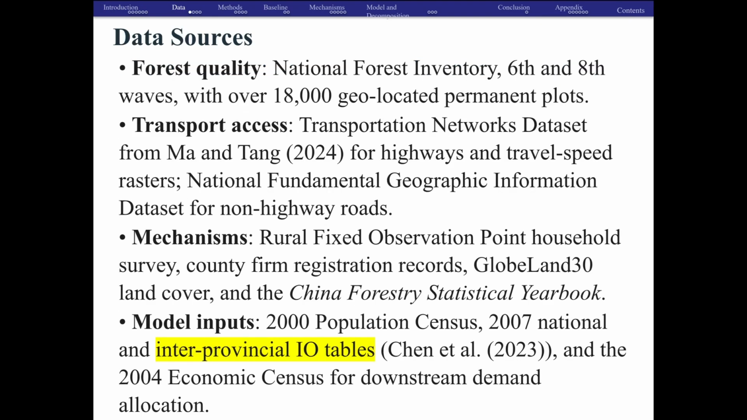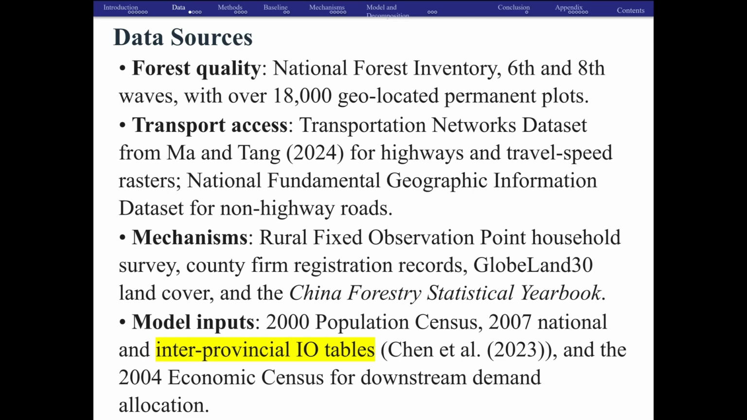Our data is pretty difficult to get because this is confidential national inventory data. Because we work with the government a lot, we get access to partial data of the National Forest Service. We have around 32 provinces, and this survey covers all of them, but we only get access to data for 11 more important forest provinces, and only between the 6th and the 8th wave.